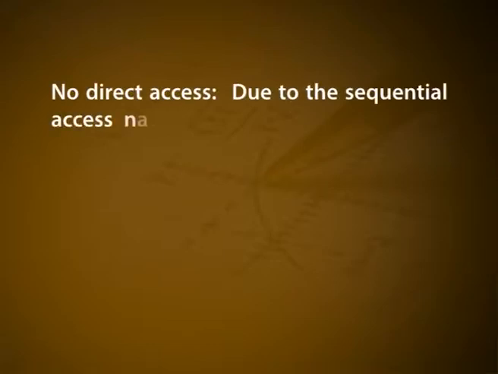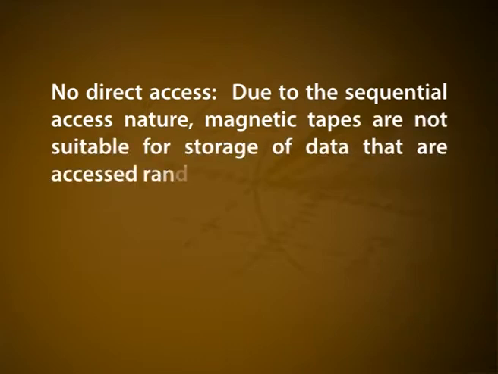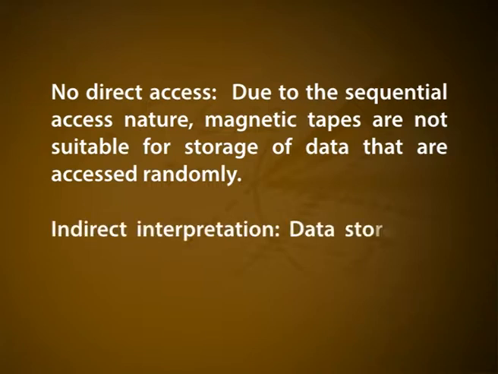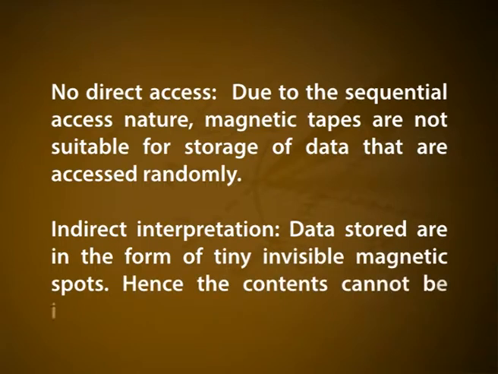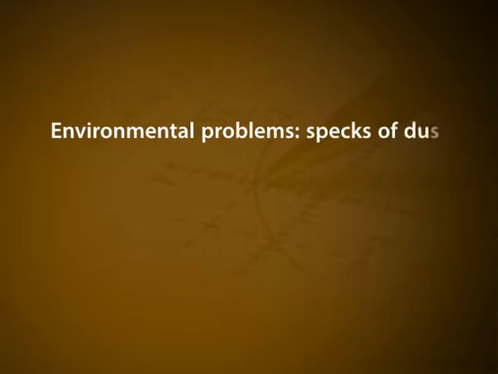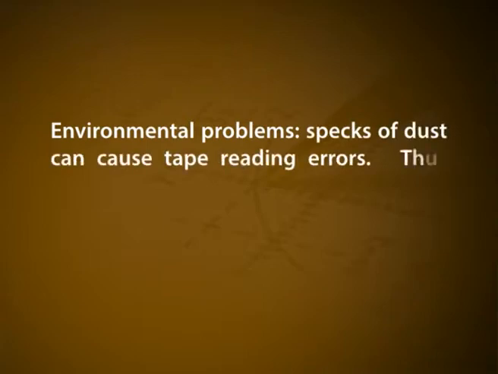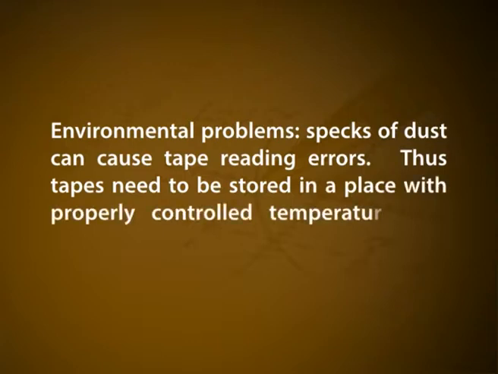Limitations. No direct access. Due to the sequential access nature, magnetic tapes are not suitable for storage of data that are accessed randomly. Indirect interpretation. Data stored are in the form of tiny invisible magnetic spots. Hence, the contents cannot be interpreted and verified directly. Environmental problems. Specks of dust can cause tape reading errors. Thus, tapes need to be stored in a place with properly controlled temperature and humidity levels.